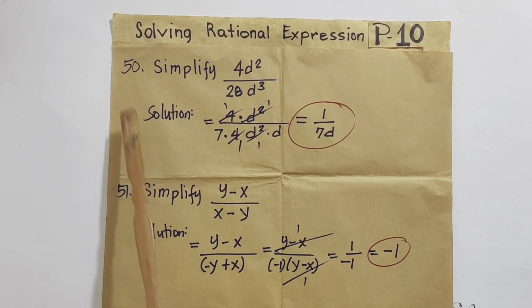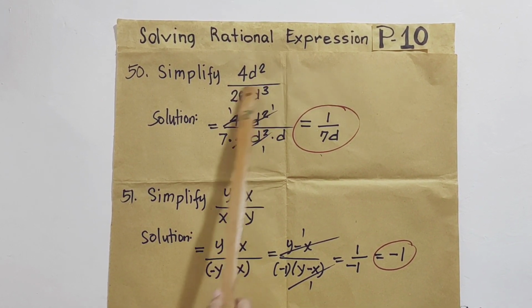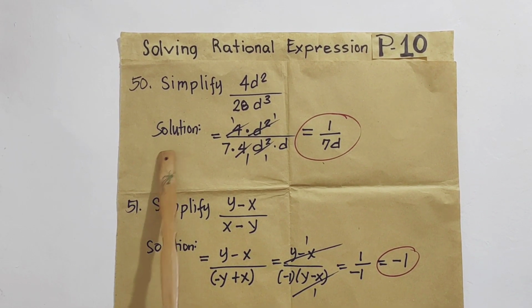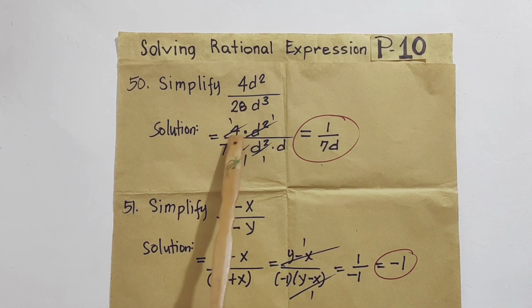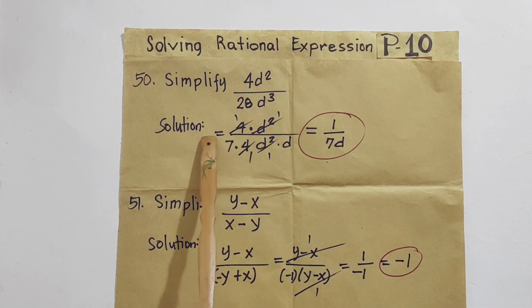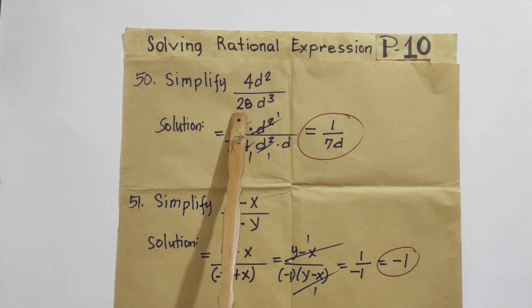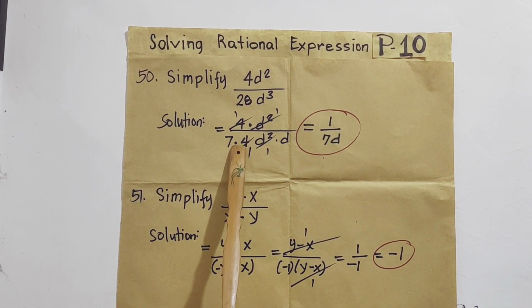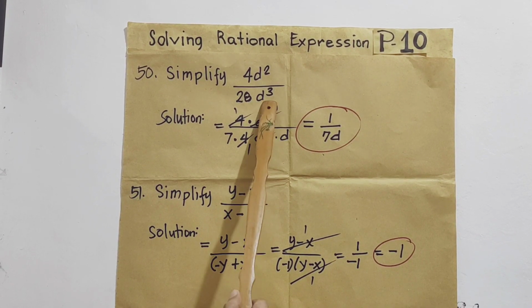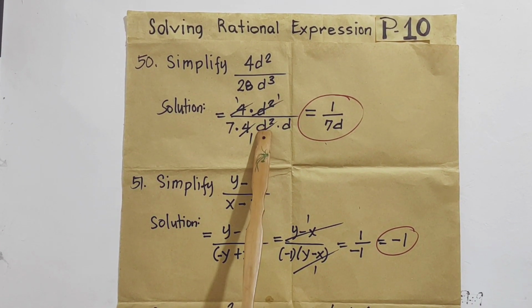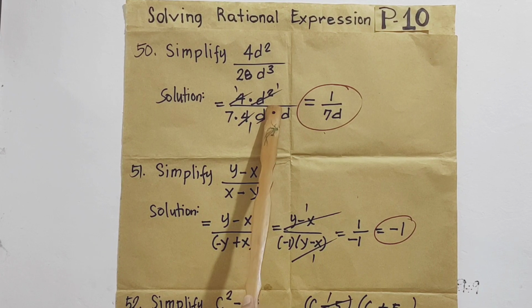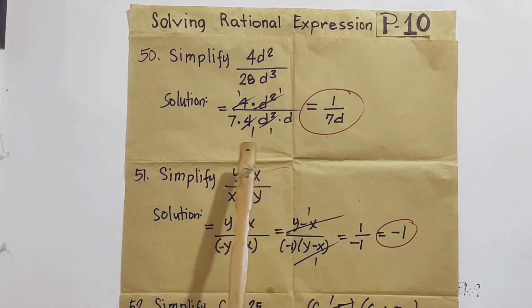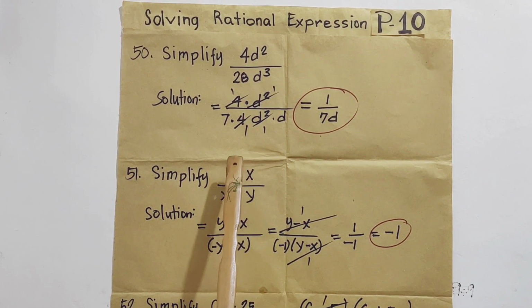Guys, we are now in number 50. Simplify 4d squared over 28d cubed. Our solution, we're going to factor the numerator. 4 times d squared over, we have to factor the 28, and the factor of 28, 7 times 4. Then the factor of d cubed, we will have d squared and 1d. Then after the factor, our next step is cancellation.